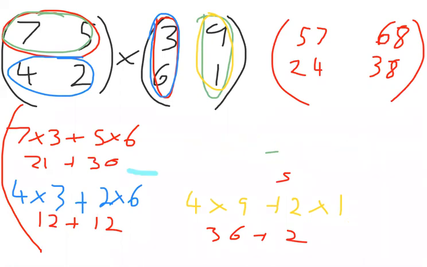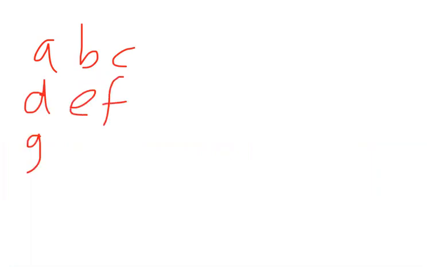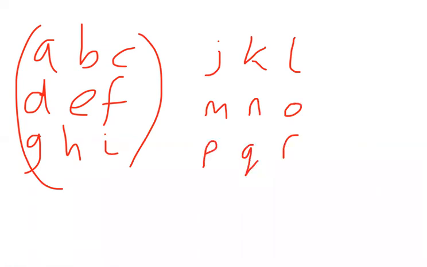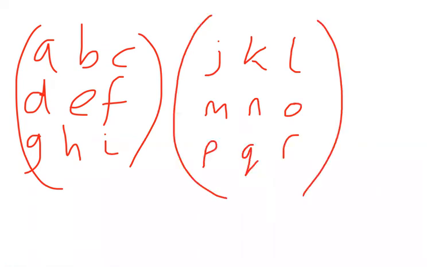And for extension, if you want to look at doing a 3 by 3 times a 3 by 3, let's do A, B, C, D, E, F, G, H, I times J, K, L, M, N, O, P, Q, and R. So we pretty much use the whole alphabet, because there's 18 terms in total.